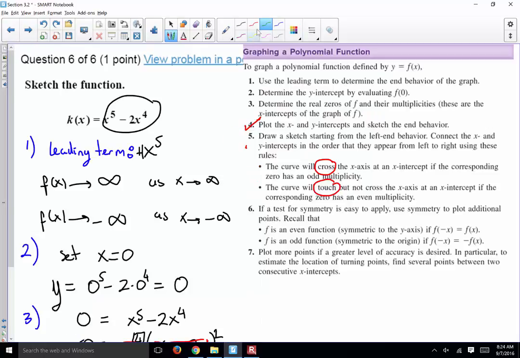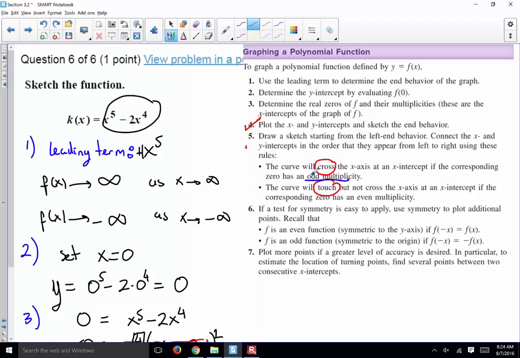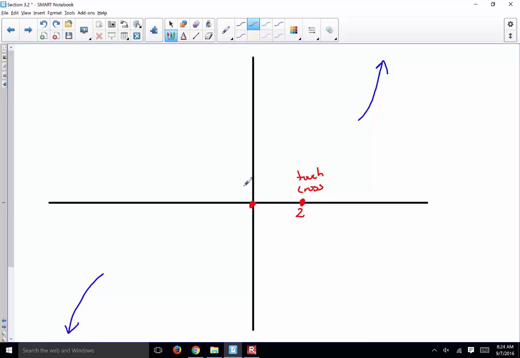Here is the test. We know that x-intercept is a cross point, not touch, if it has odd multiplicity. So I need to mark the multiplicity here. What was the multiplicity of 0? It was 4. It's even. So it's even. It's not odd. Then this is a touch point. Even means touch. So I'm going to call this one. I'm going to make a touch and bounce back whichever direction I'm coming forward to this.